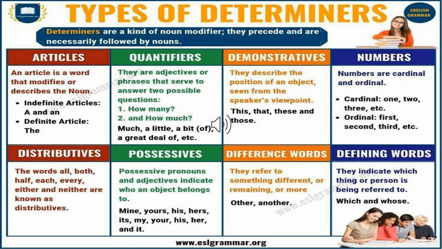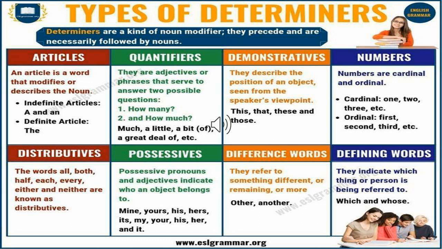Next is distributives. Distributives are sometimes considered as quantifiers. The distributives also refer to a group or an individual within a group besides indicating the amount or number. The words all, both, half, each, every, either, neither, enough, most, all these are considered as distributives.